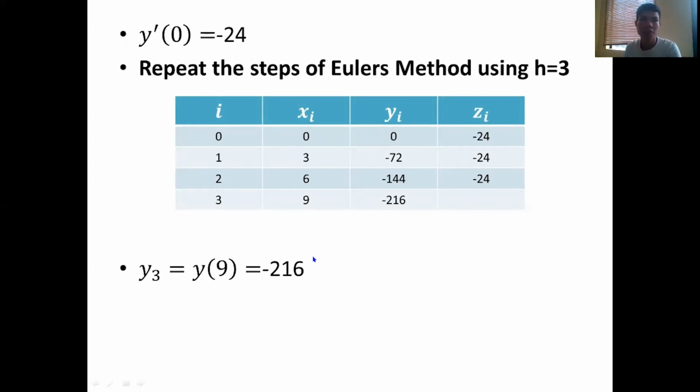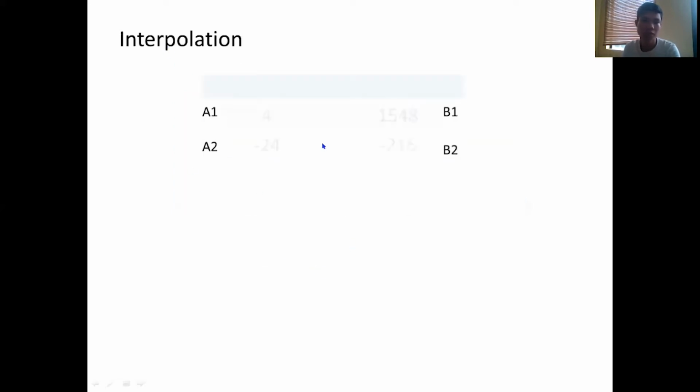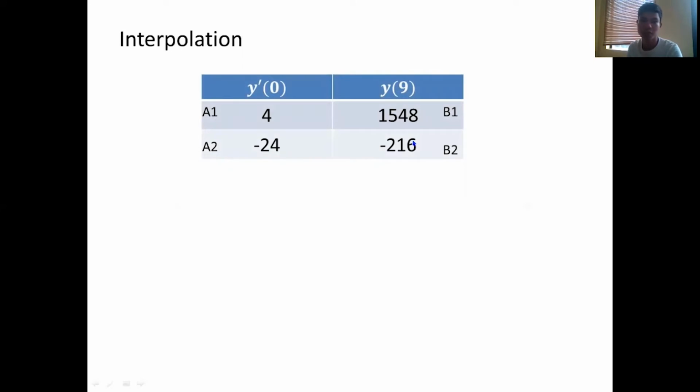And since we already obtained values on the upper and lower side, greater than and less than 0, I can use the technique of interpolation. So here are plotted our obtained values. For y prime of 0 equals 4, we obtain 1548, the value of y9, and on our second assumption, negative 24, we obtain the value of y9, which is negative 216.